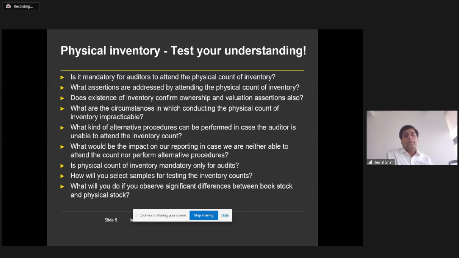Second, CARO 2020 has also undergone a change, which says that if there are any differences higher than 10%, then the auditor needs to report separately that differences were found which are more than 10%. CARO says it is separately for each class of inventory. What do we mean by each class of inventory? Class of inventory means raw material separately, packing material separately, work in progress separately, and finished goods separately.